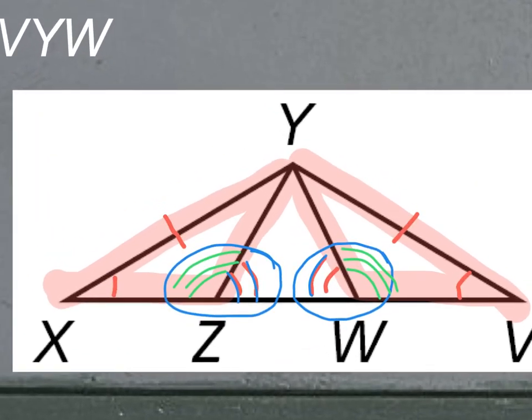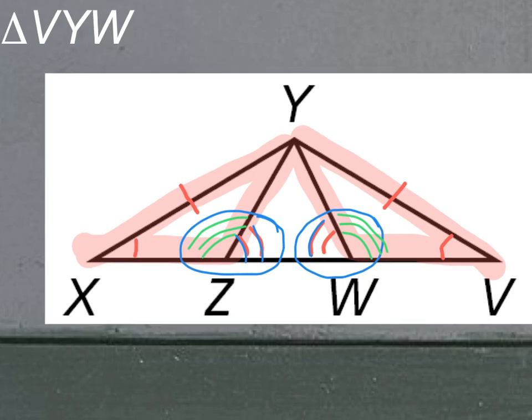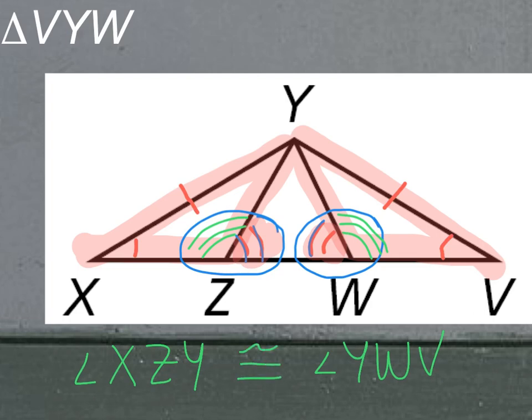How did you figure out the second pair of angles that were congruent? Because angle XZY forms a linear pair with angle YZW, and angle YWV forms a linear pair with YWZ, and these two we were already told were congruent. So therefore we know that their linear pairs are also going to be congruent to each other. Any questions?